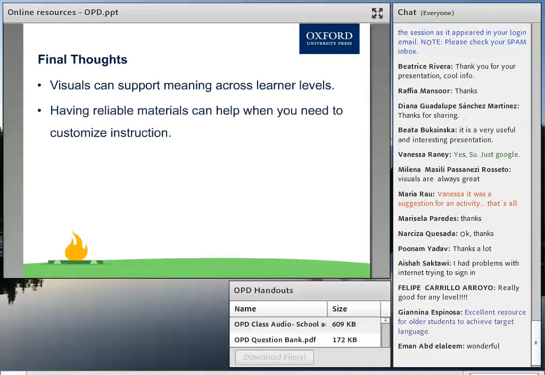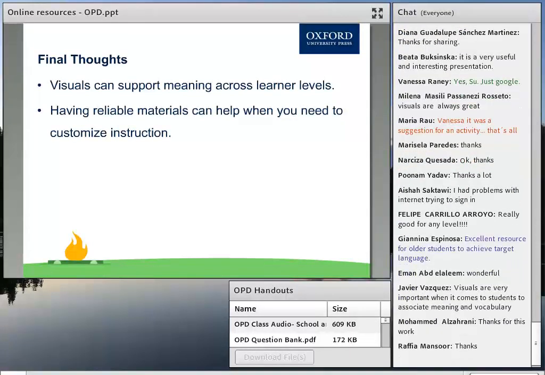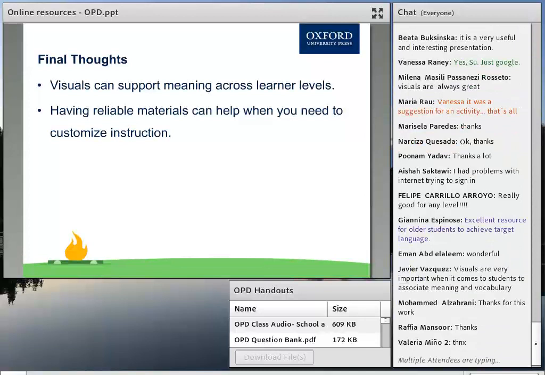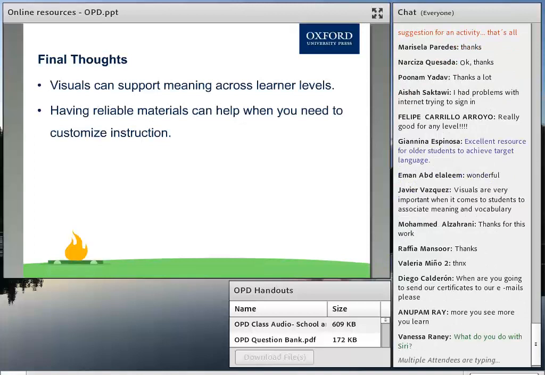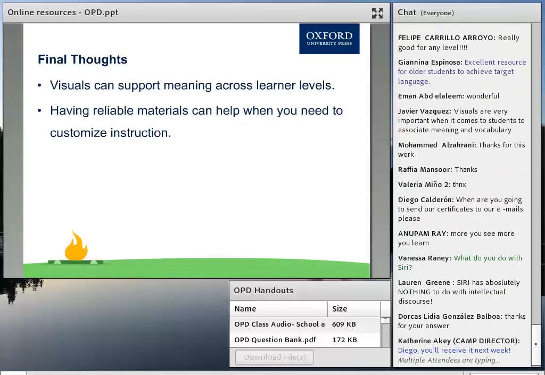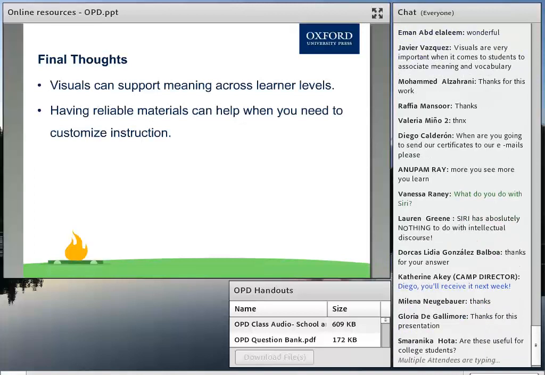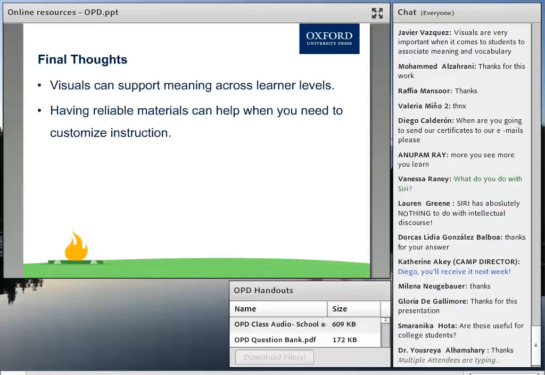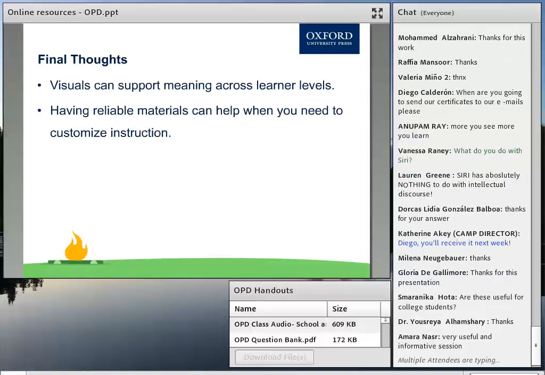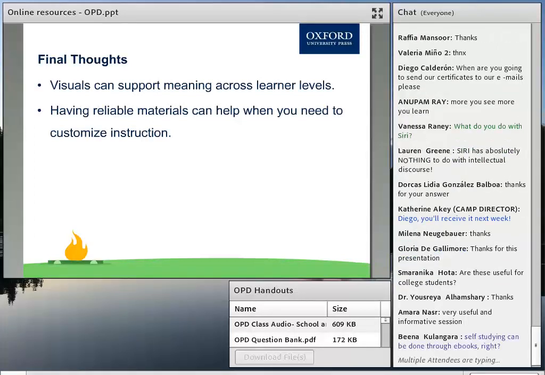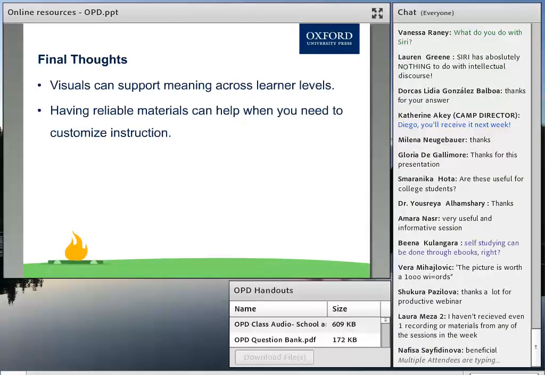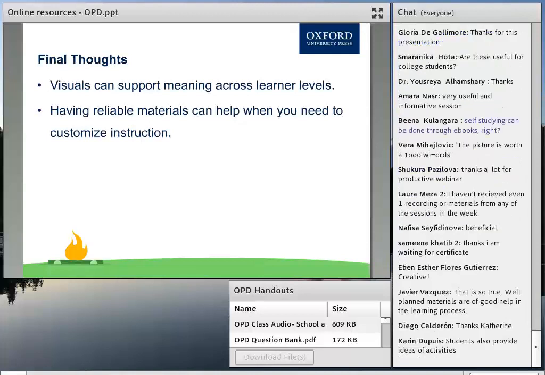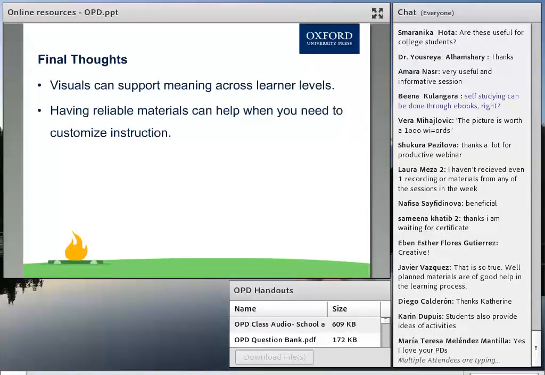Finally, having reliable materials can help you when you need to customize instruction. So I know personally, if I had to just look at that page 4 in the book and come up with a lesson, I would be pretty hard pressed. I think it's really challenging to get creative. But if I'm able to look at the way someone else would do it, what the OPD lesson plan is, I may not want to do everything that it does, but it helps me. I look at one activity or task and think, okay, here's where I would do that differently. So having some sort of template, I think, helps you be more creative. And there have been so many creative ideas from the chat box, so I really appreciate that.